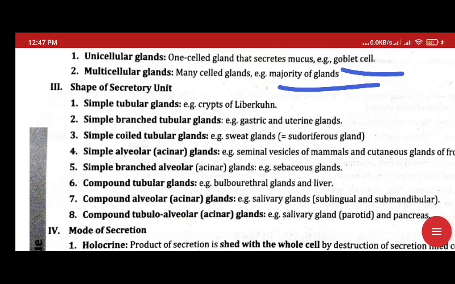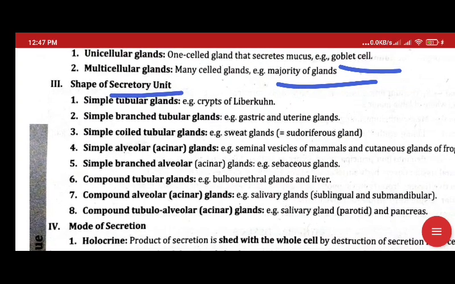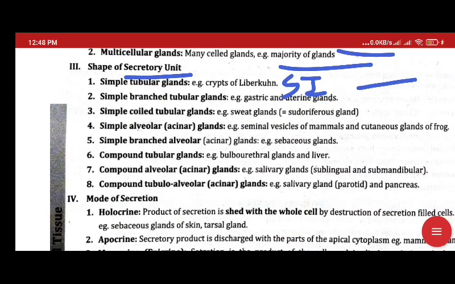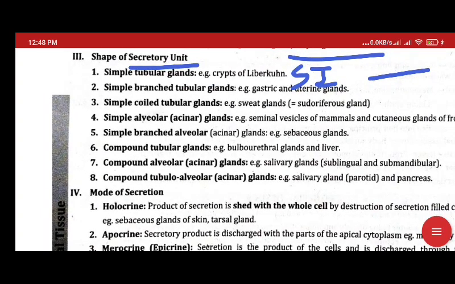Now we also classify on the basis of secretory unit. If it is singular, only tube-like, that is found in the intestine, it is simple tubular. In the duodenum we have the crypts of Lieberkuhn, simple tubular. With tubular we also have branched, where the tube is branched, as in gastric and uterine glands.